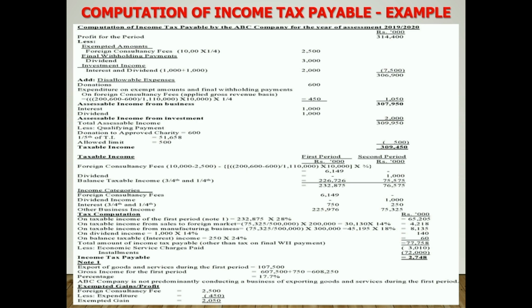Further, they have made installment payment according to the CIT return rupees 72 million. Balance payable amount is rupees 2,748,000. That should be made as an assessment payment on or before September 30th, 2020.